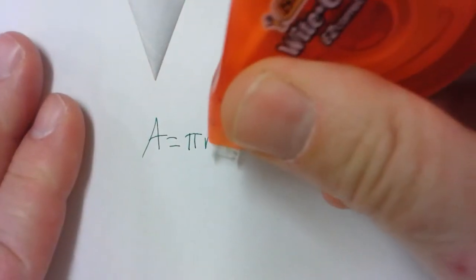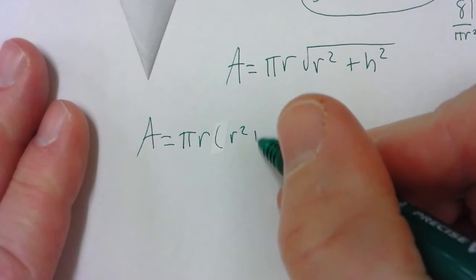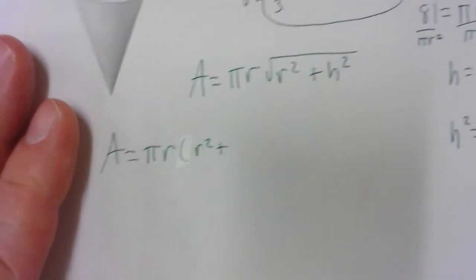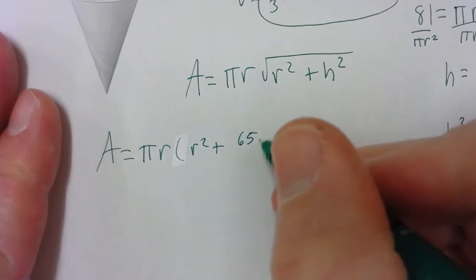I'm going to change this to the 1/2 power because I think it's easier to think about the derivative. So it's going to be r squared plus h squared. And what's h squared equal to? 6561.